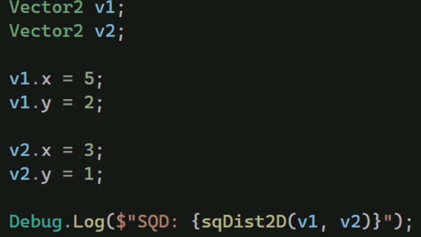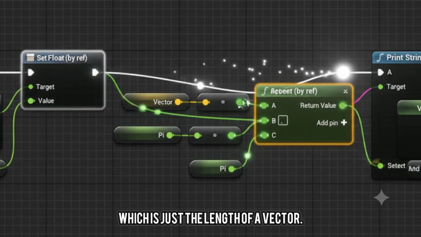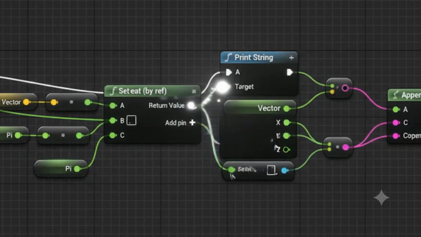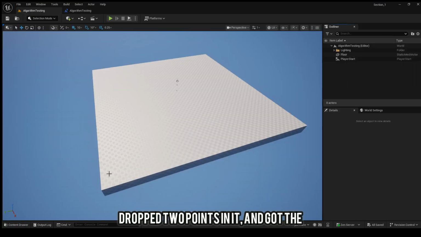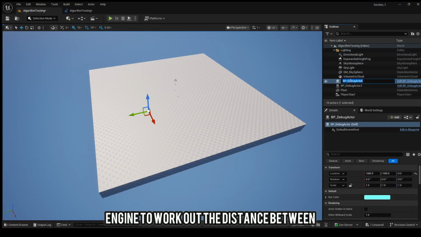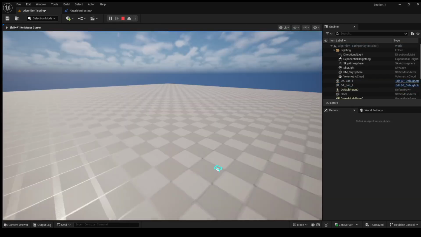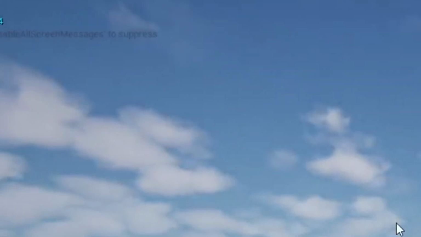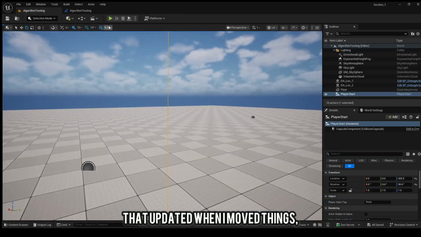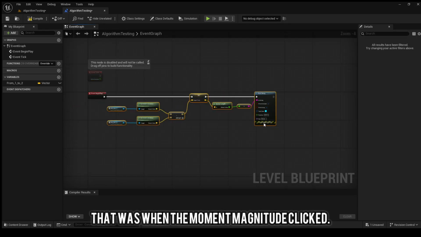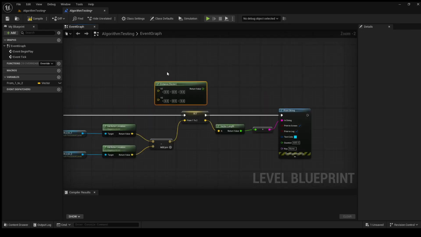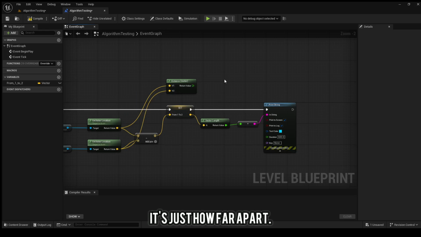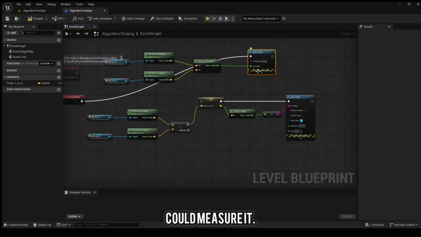Next was magnitude, which is just the length of a vector. How far? I set up a fresh test level, dropped 2 points in it and got the engine to work out the distance between them and print it on screen. And seeing that number pop up, a real distance that updated when I moved things, that was when the moment magnitude clicked. It's just how far apart, and now I could measure it.